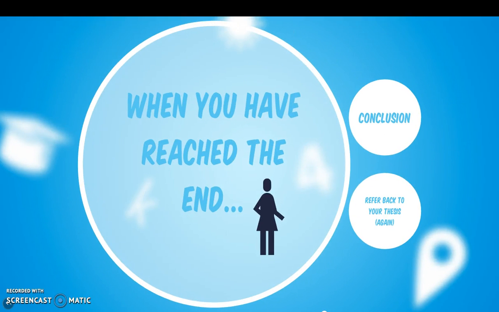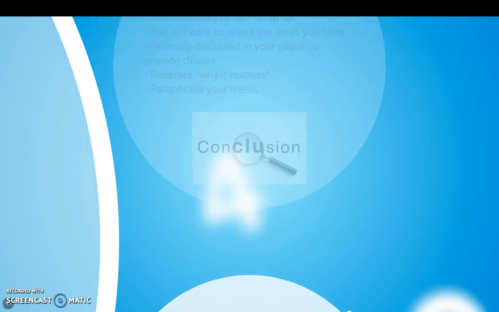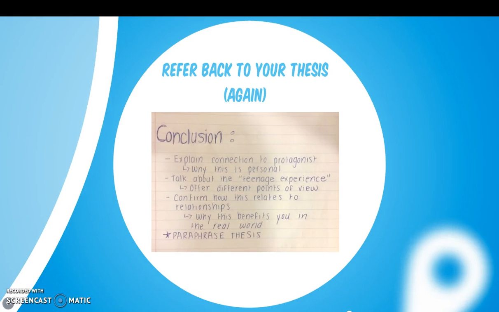Finally, you've reached the end, or the conclusion. This is where you wrap up, reiterate why what you talked about matters, and paraphrase your thesis. Here's an example as to how to outline your conclusion. It may look very similar to the introductory paragraph. In the end, you will combine all of these outlines together to create one big outline.